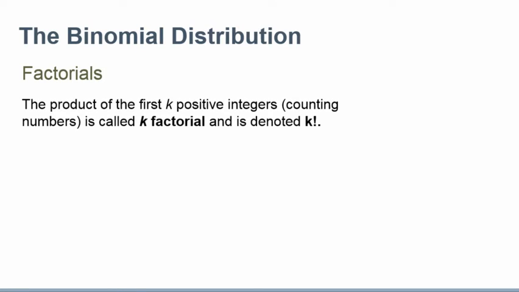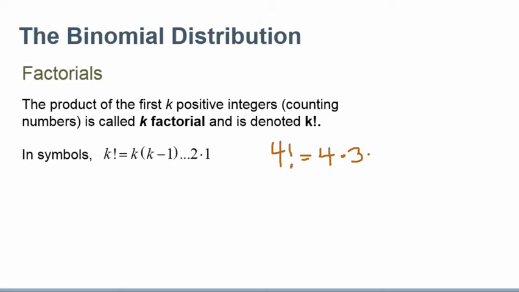Factorials. The product of the first k positive integers, counting numbers, is called k factorial and is denoted k exclamation point. In symbols, k factorial equals k times k minus 1, and so on until you get to 2 times 1. This means if I have 4 factorial, that is equal to 4 times 3 times 2 times 1. We also define 0 factorial to equal 1.